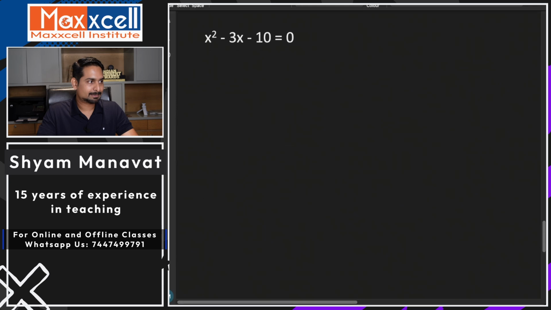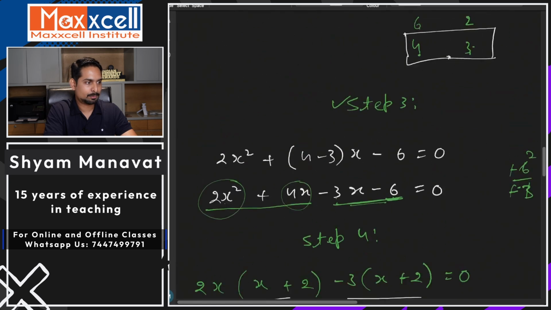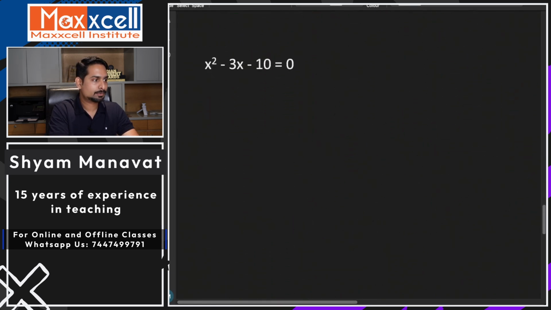The method is the same, splitting the middle term, factorization method is the same, but I don't want to write so many steps. I will try to write the answer directly. Answer means the roots of the quadratic equation. Root means the values of x. So pay attention.